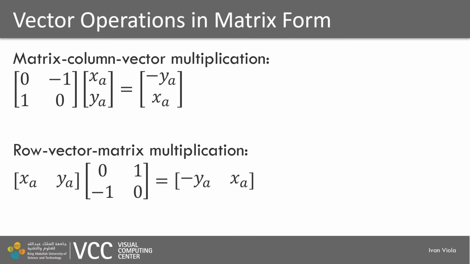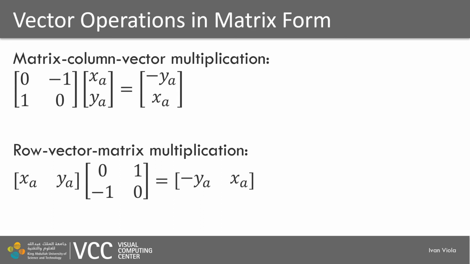Now, we can perform various operations with matrices on vectors. So, for example, here we can see that we have a multiplication of a matrix with another matrix, but it's actually a matrix which has only one column with two elements. So we can still perform the multiplication, and the multiplication here will result in a vector which is x_a, y_a becoming minus y_a, x_a.